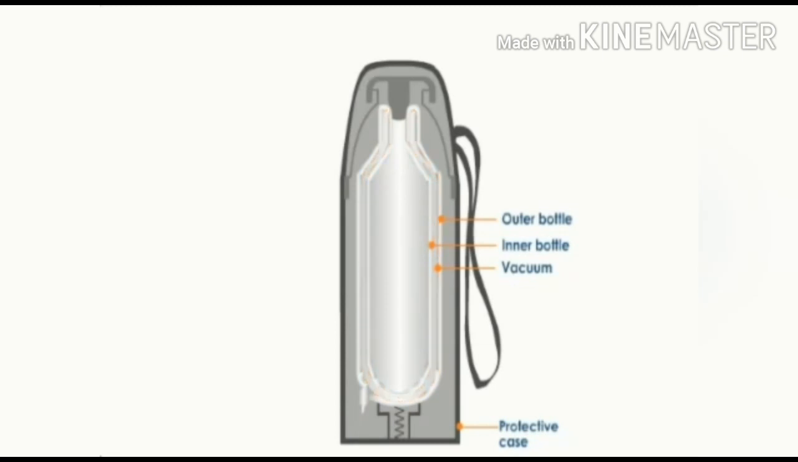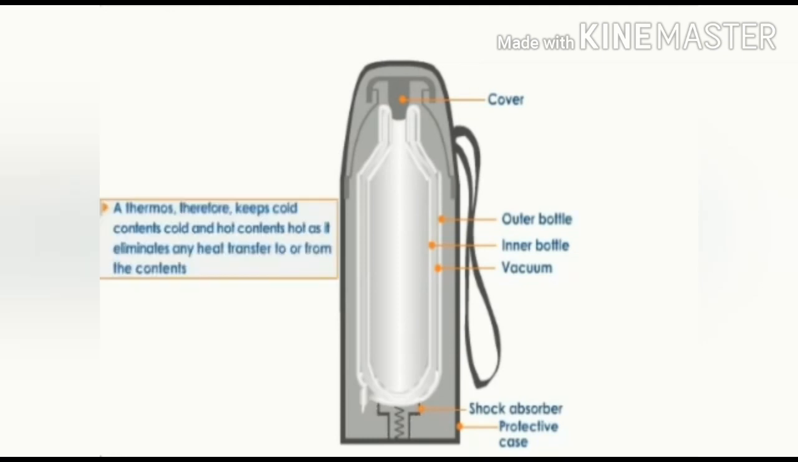Glass, being a very poor conductor of heat, minimizes the loss of heat due to conduction through the walls of the neck. Most thermoses have a small mouth that reduces heat exchange. A well-fitted screw-in cap reduces the loss of heat radiation from the liquid. A rubber collar and a spring at the base serve as a shock absorber. A thermos, therefore, keeps cold contents cold and hot contents hot, as it eliminates any heat transfer to or from the contents.